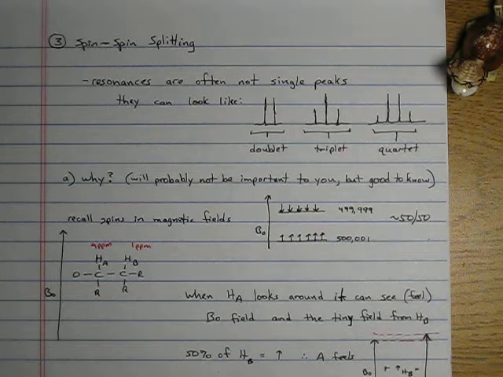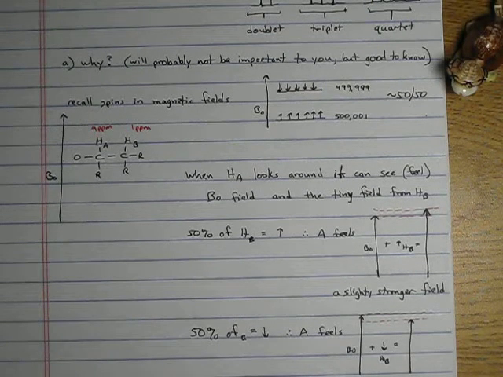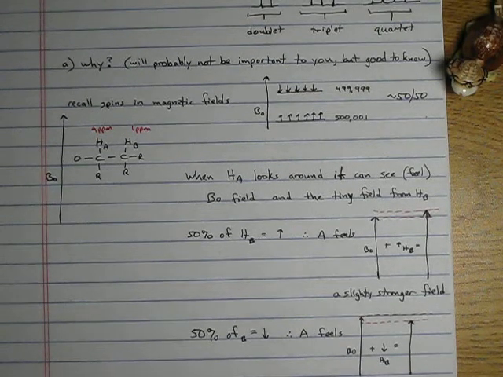All right, what's going on here? Why don't you see 1 peak per resonance like we do with carbon-13? Well, the first thing we'll discuss is the answer to that question: why do we get this splitting? Note, this will probably not be that important to you, but it's just good to know where it comes from.